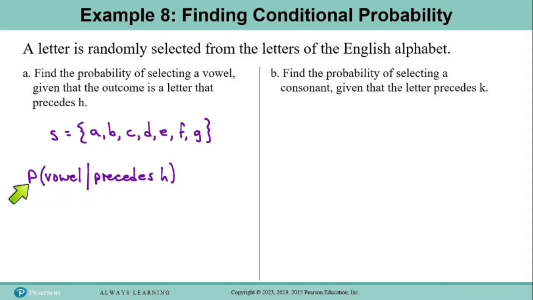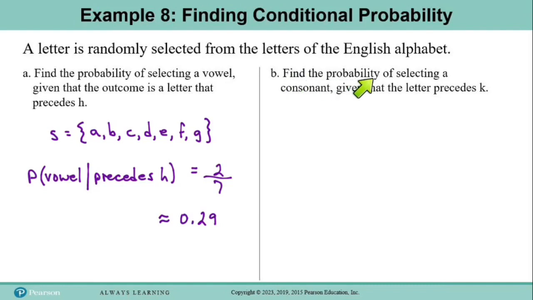So we're going to find the probability of selecting a vowel given that we already know this other part. So how many vowels are there in this limited sample space? Just these 2, right? The A and the E. So the probability of getting a vowel, assuming that the letter precedes H, is just 2 divided by 7, or if you want a decimal approximation, it would be approximately 0.29.